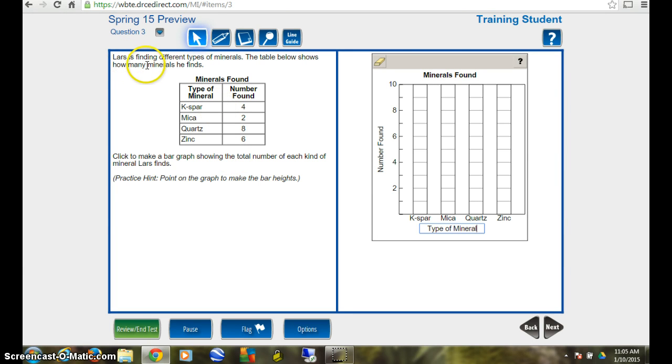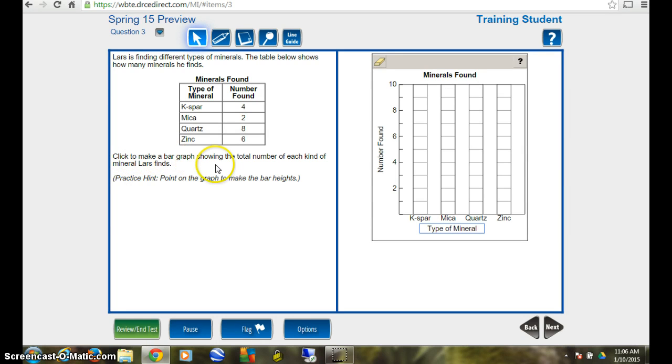Once again, we have the same buttons that we have before, but we have different prompts. And we may have different tools that we will use. Lars, that's the name of a boy, is finding different types of minerals. The table below shows how many minerals he finds. Let's look at the table. Minerals found, type of mineral, K-spar, mica, quartz, zinc, and the number found, the number of minerals he found. I guess these would be either the flakes of the minerals and the rocks, or maybe the stones or rocks that he was finding in his collection.